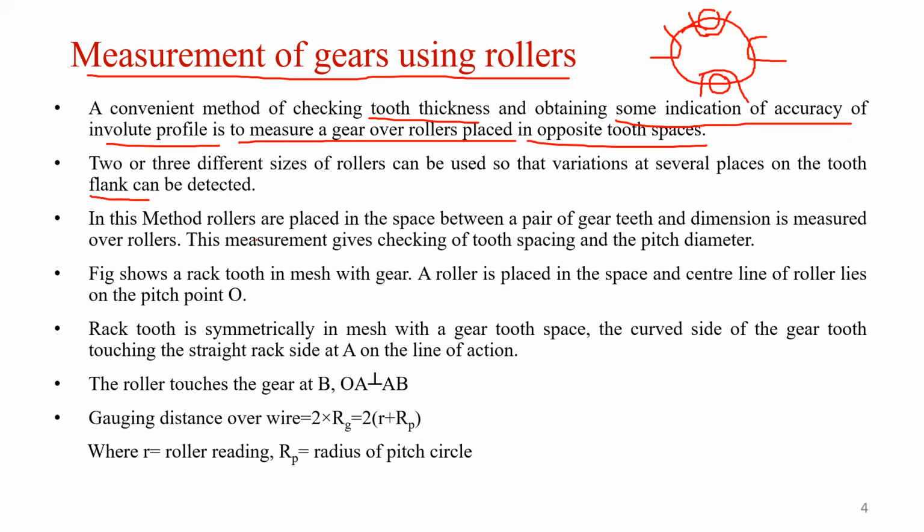So in this method, we use the rollers. These are placed in the space between a pair of gear teeth, and the dimension is measured over the rollers. This will give the checking of tooth spacing and the pitch diameter. And remember that the roller is placed in the tooth space such that the center of the roller is lying on the pitch circle of the gear.